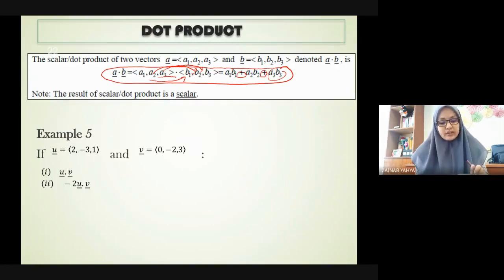So let's try to do this one. Number 1, u dot v. u is 2, negative 3, 1. v is 0, negative 2, 3. For number 1, we want to find u dot v. The underline here is very important. You cannot miss it because it means a scalar. To differentiate a vector from a scalar, we use the underline. So make sure you don't miss it.